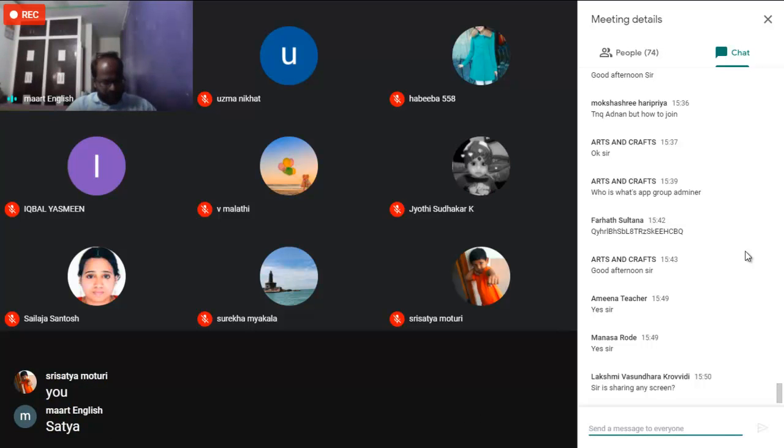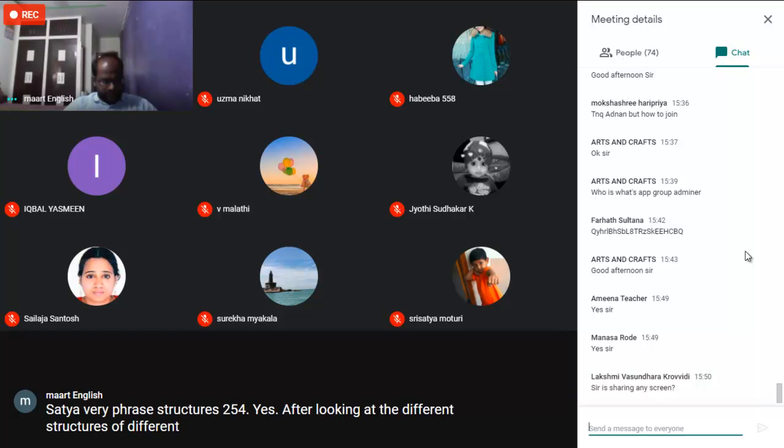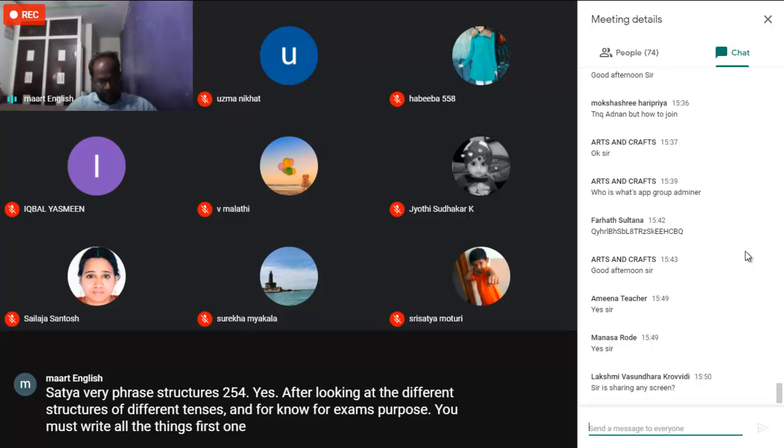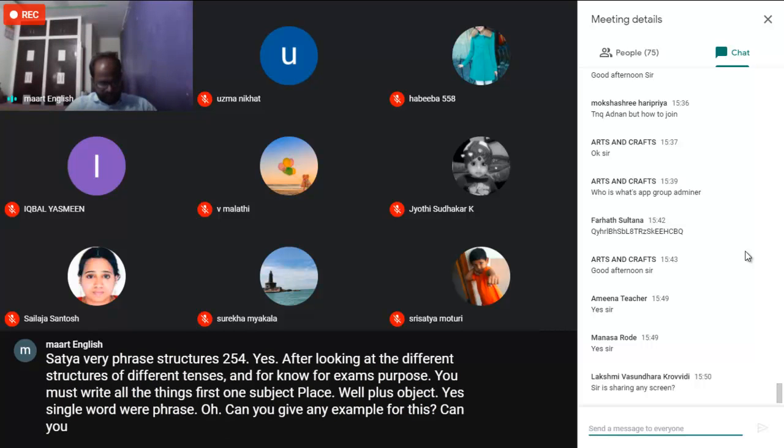Verb phrase structures, 254. After looking at the different structures of different tenses, for exam's purpose, you must write all the things. First one, subject plus verb plus object. Yes, single word verb phrase. Can you give an example for this?